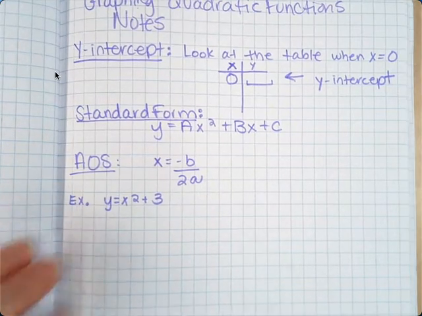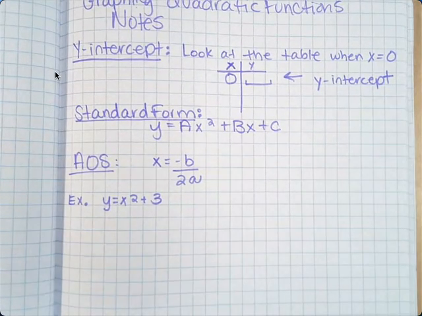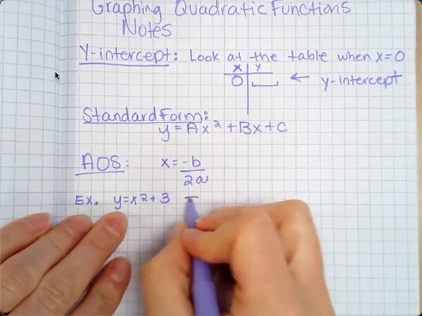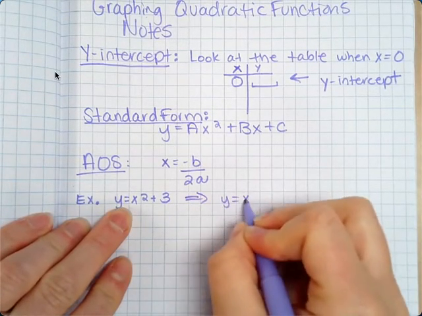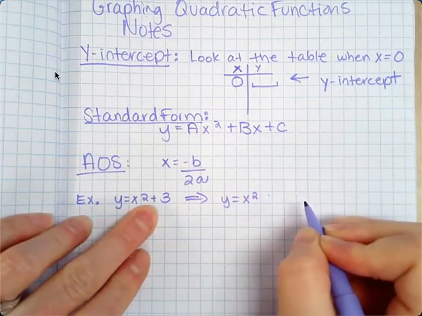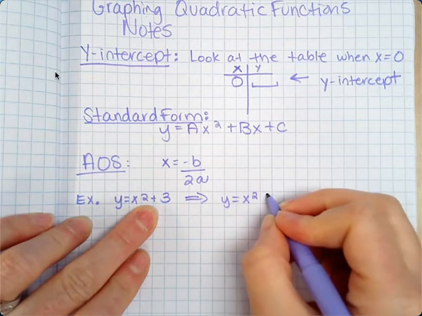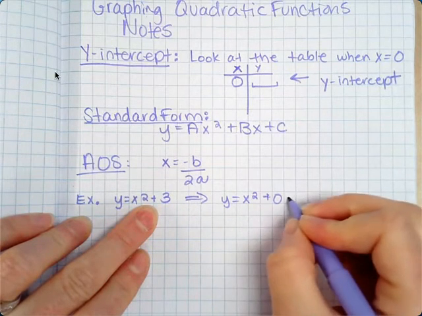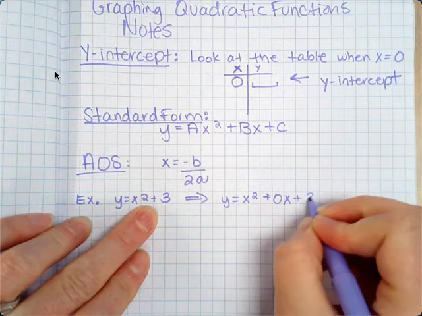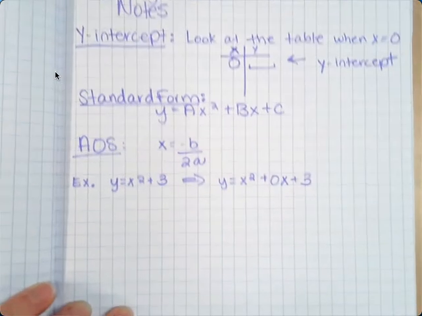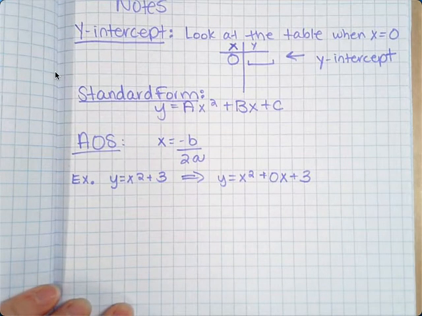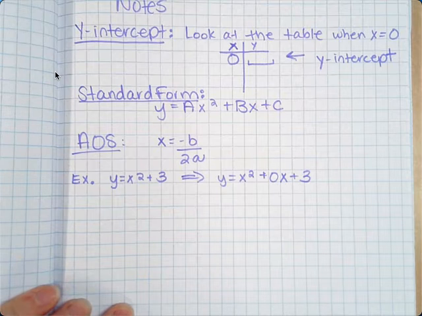Here we don't even have all the parts to it. We don't have 3 terms. But we could rewrite it to say y equals x squared. There's no b, so we would say 0 for b, so 0x plus 3. These mean the same thing. The only thing I added was a 0x for our b value.